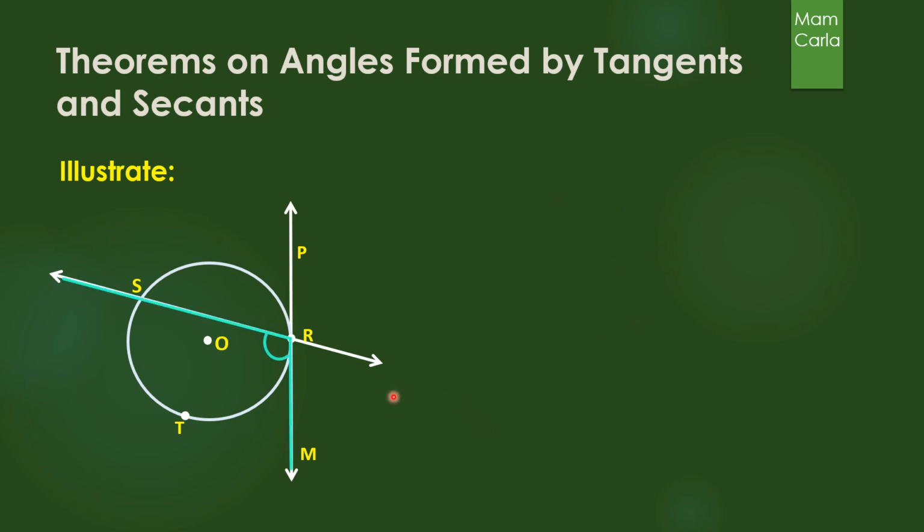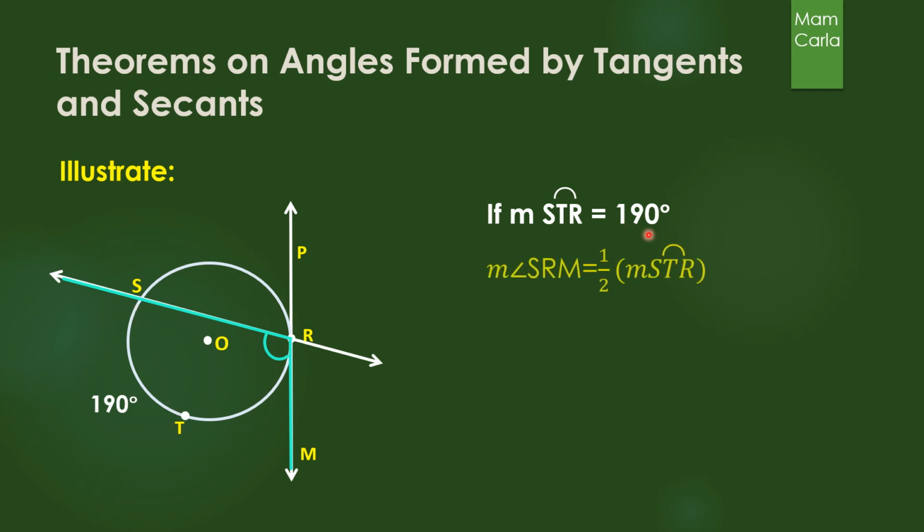What about the measure of angle SRM? If the value of our arc STR is 190 degrees, same is true with the first one. The measure of angle SRM is 1/2 the measure of its intercepted arc, which is STR. So STR is 190, we substitute, and then we just divide it by 2. So the measure of this angle SRM is 95.